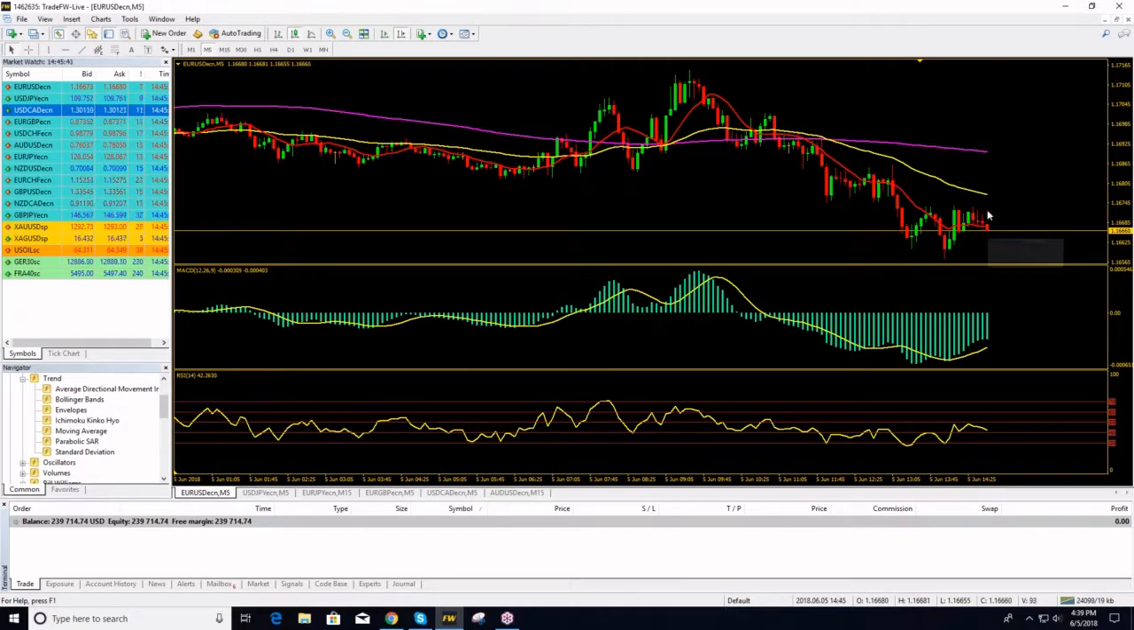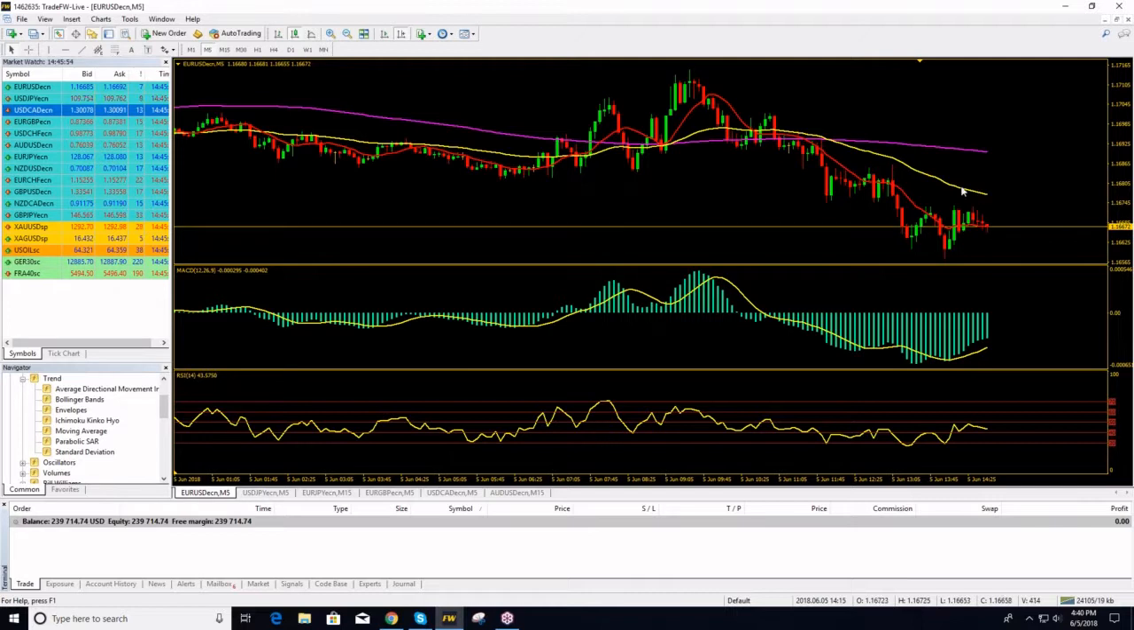So basically I want the price to break above MA50 but below MA20, and I will go for a short position. So we are getting there. Be patient and let's see what happens.